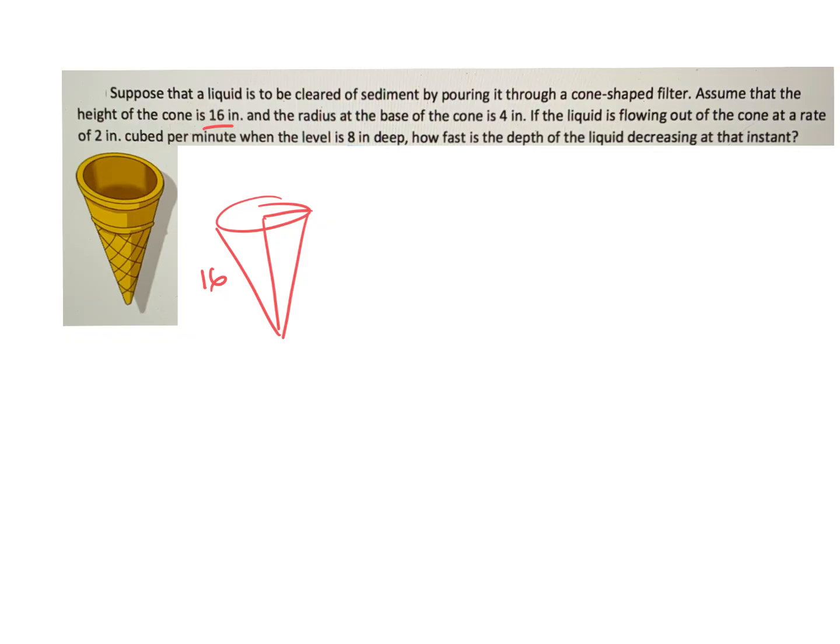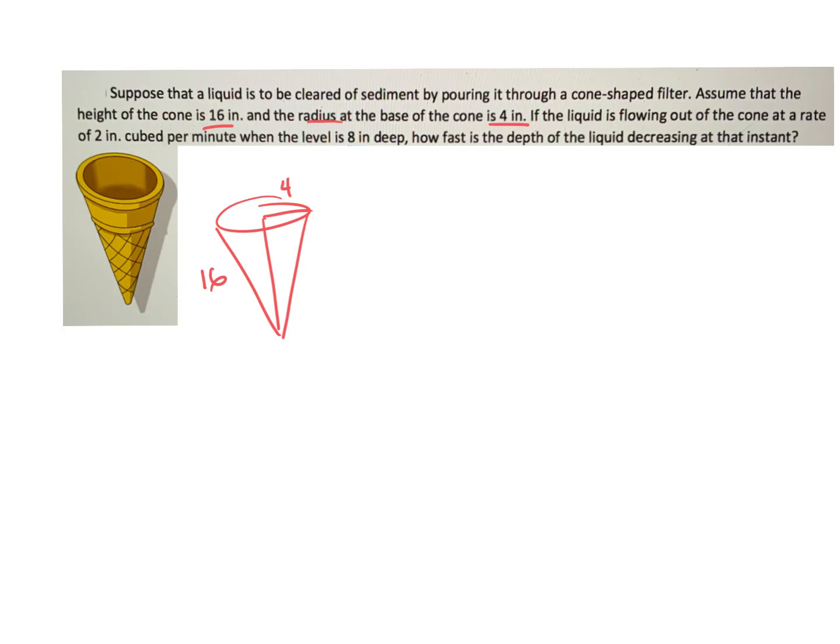And then it says the radius is what? 4 inches. Now, sometimes they'll say how far it is across the circle of the cone. If they say it's 8 inches across, then you know the radius is 4. You're always going to be dealing with the radius and not the diameter on these, so don't get tricked on that.